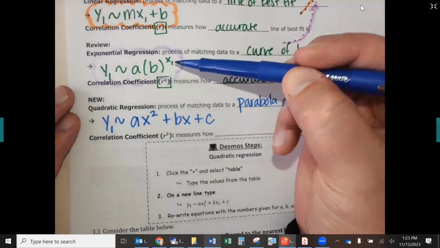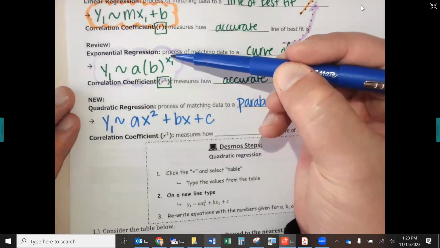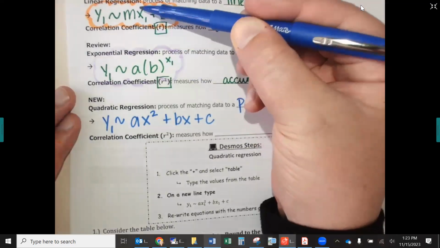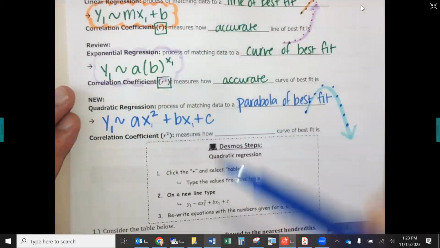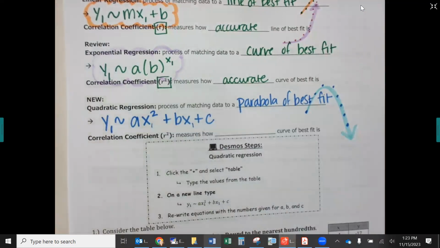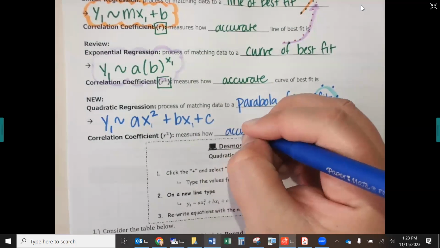Okay, like look at this x here and look at this x here. What number has to be with the x's? A little tiny one, right? So I'm going to put a little 1 and a little 1. Okay, just like your y is the same. Your y has to have a little 1 on it. Okay? And then the R squared is the exact same thing. It tells you how accurate your curve is.